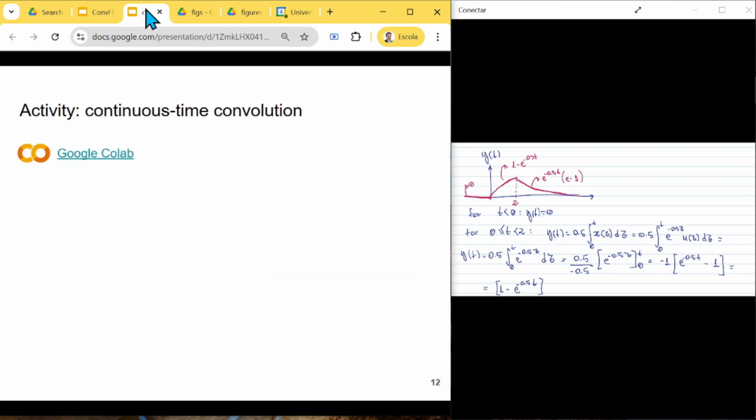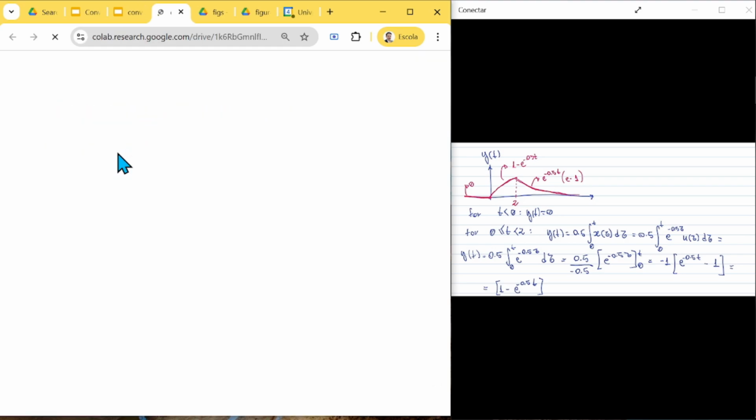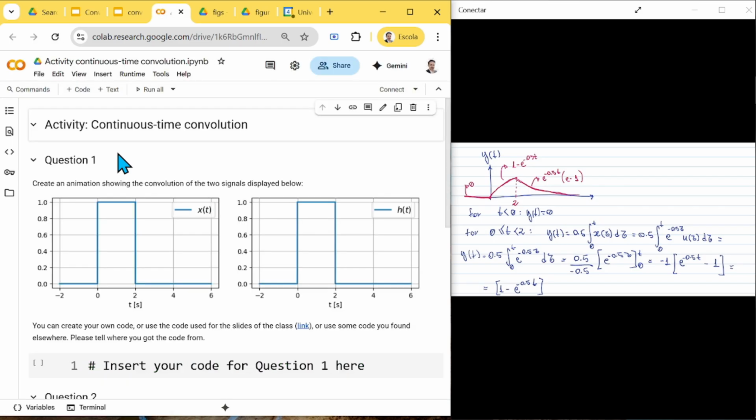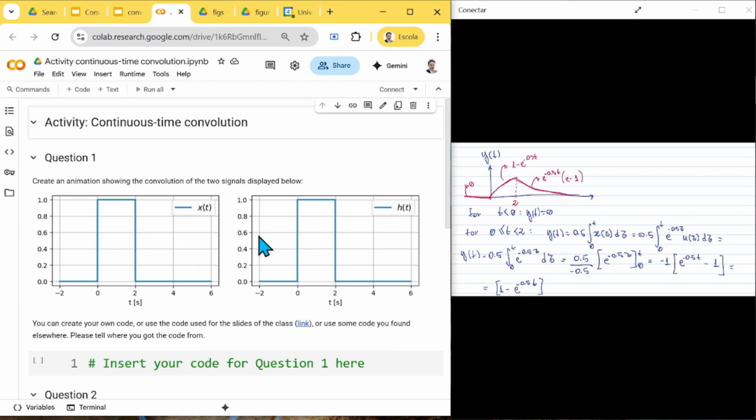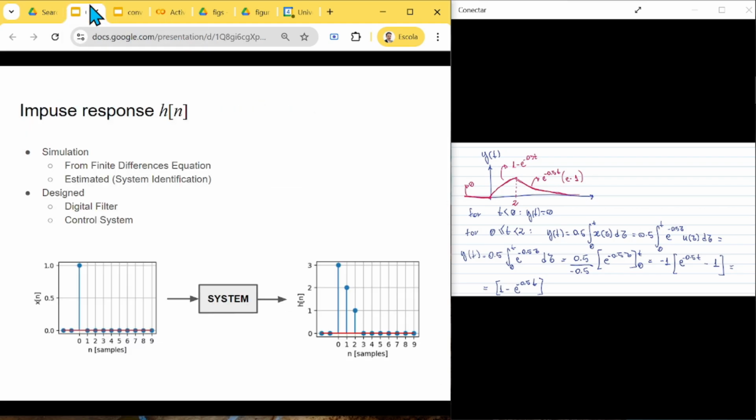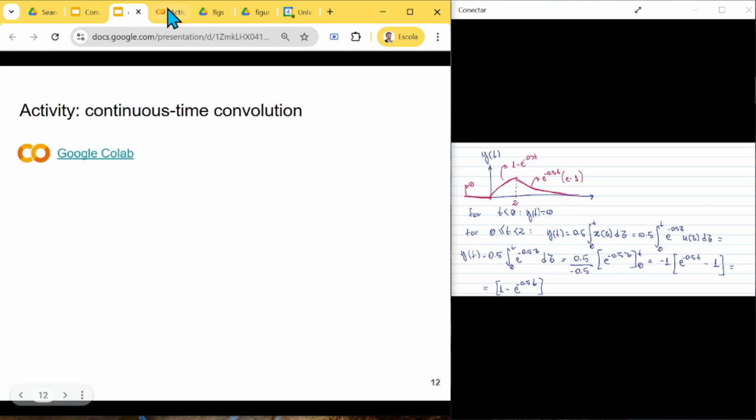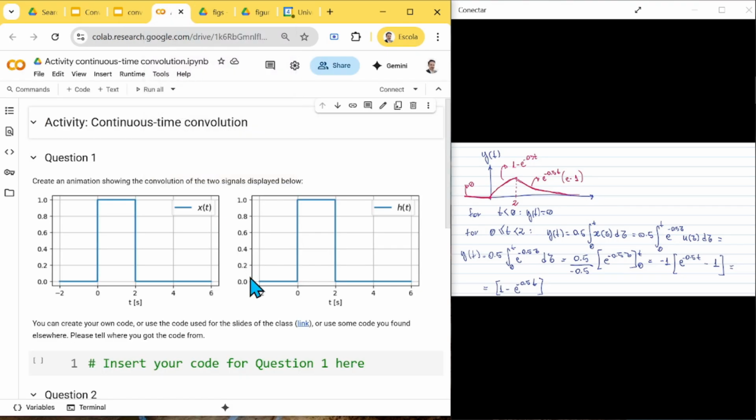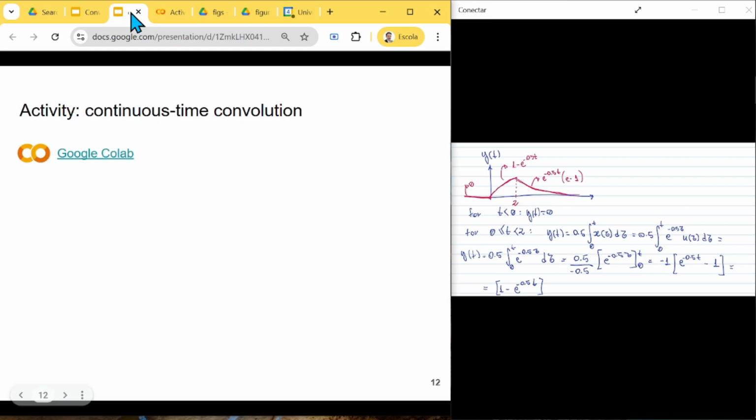Okay. So there's an activity here. Let's check it really quickly. What do you have to do in this activity? You just have to do an animation for this convolution where both signals are the same rectangle. You can use the code that I used to generate these animations. So it might be easy. Let's check my code.